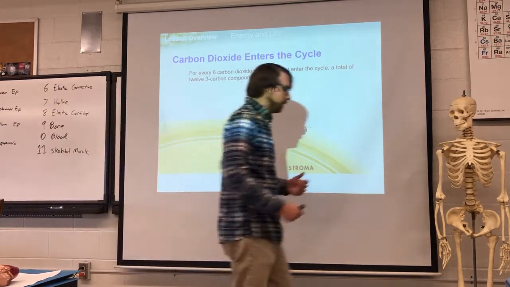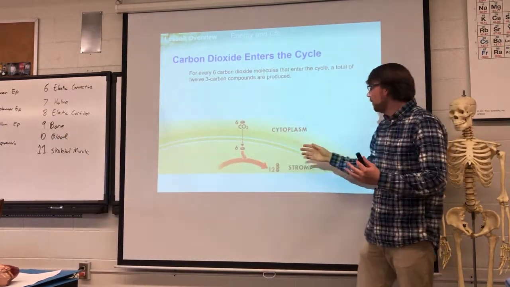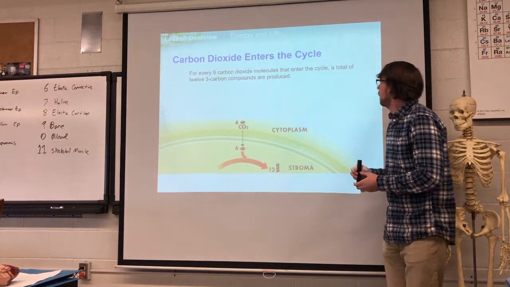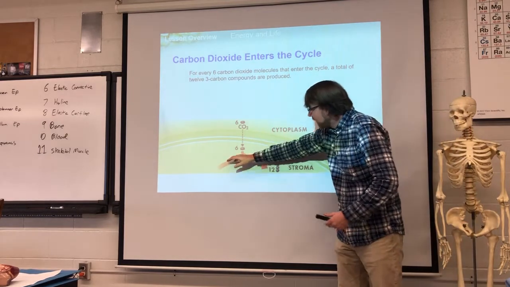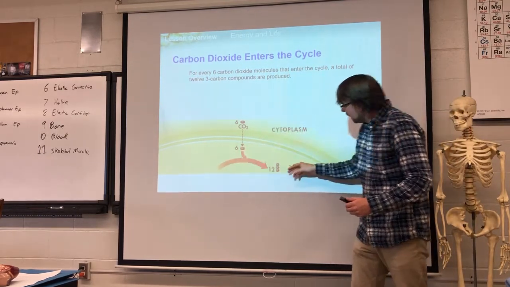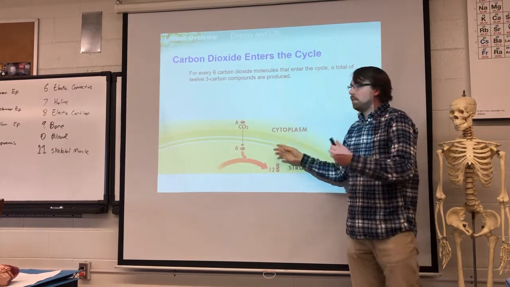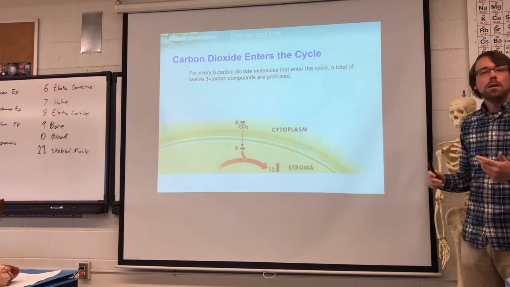So, at the start, there are going to be 6 carbon dioxide molecules that enter this cycle. They are going to be combined with 6 5-carbon compounds. Those are going to then break into 12 3-carbon compounds, maintaining our number of carbon atoms.